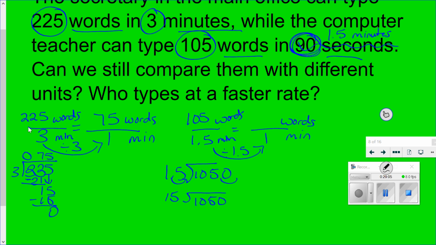So can 15 go into 1? No. Can it go into 10? Can it go into 105? How many times? 7, and that is 105 even. So I bring down my 0. Can it go into 0? No. So I put a 0. And the computer teacher gets 70 words per minute that she can type. So who types at a faster rate? The secretary types at a faster rate.